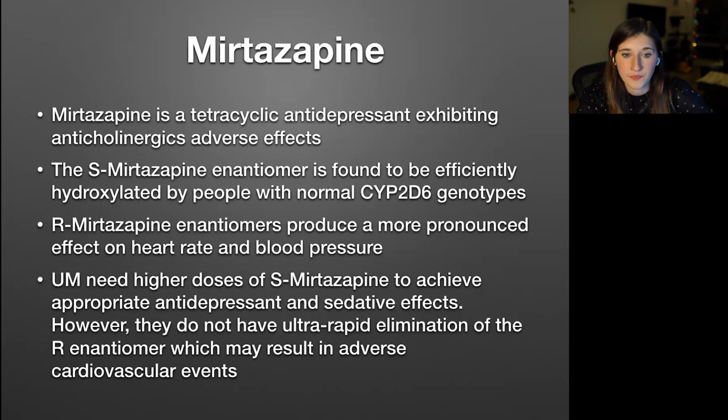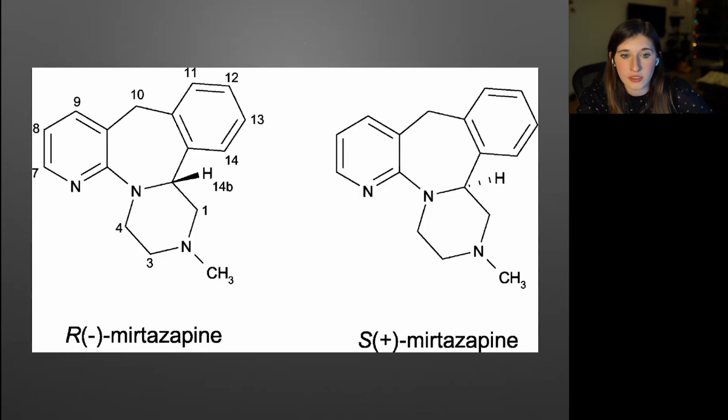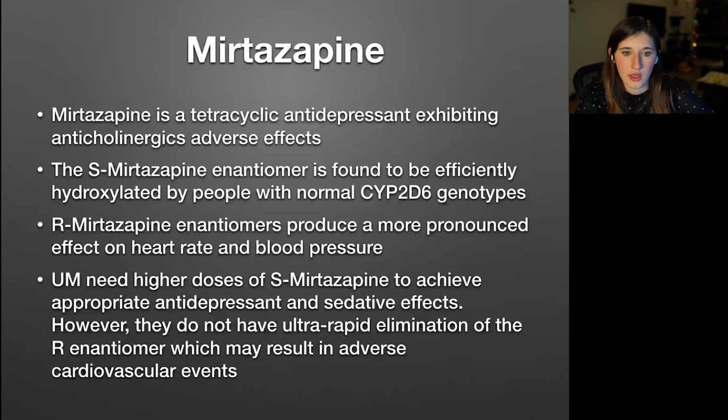And just as a reminder, this is what enantiomers are. So you can see in the R-mirtazapine that the H is coming off of a wedge, and in the S-mirtazapine, it's coming off of a dash. And such a small change can have such a pronounced effect on people.